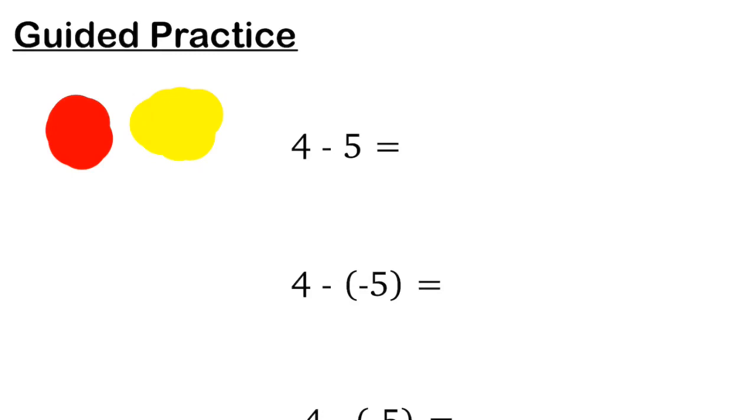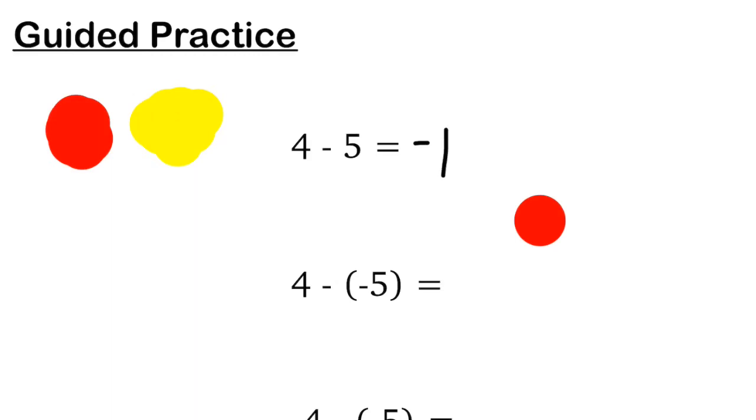So in this first problem, we're starting with positive 4. So the first thing I'm going to do is get 4 positive counters out. I am taking away 5 positives. The problem is I only have 4 positives to take away. So that means I need 1 zero pair. So when I take away 5 positives, 1, 2, 3, 4, break apart your zero pair, 5, I'm left with 1 negative. So my answer is negative 1.